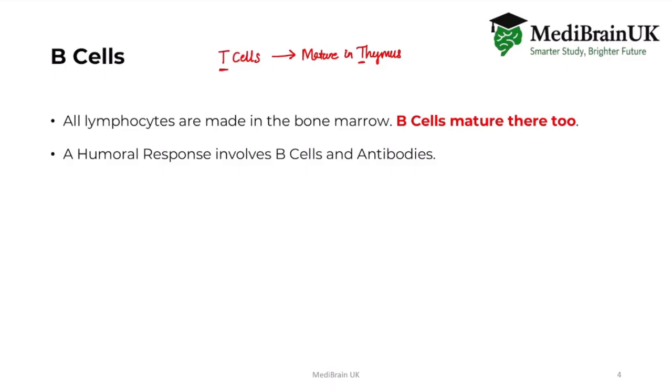And a humoral response involves your B cells and the antibodies that they produce. Okay, so we have your phagocytosis to start off with, then you have your cell-mediated response, which has your T cells in it, and then you have your finishing response, which is your humoral response, and that includes your B cells. So what we're going to do is start off by looking at the process which happens after your cell-mediated response.